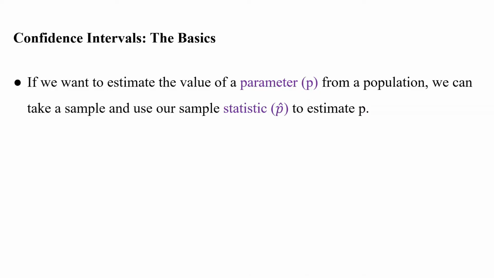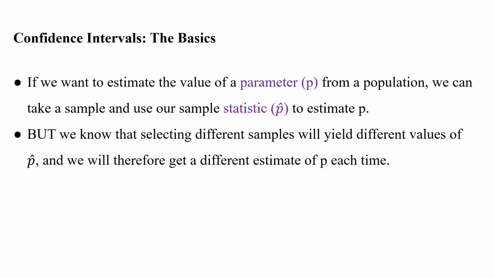So if we want to estimate it, the best way to estimate it is by taking a sample and then using our sample statistic, which for proportions is P hat, in order to estimate P. So that's why we take samples in the first place, right? Is because we want to find out information about the population. But we know through our conversations that when we select different samples, we will have different values of P hat. And therefore, every time we select a sample, we're going to get a different estimate for P each time.